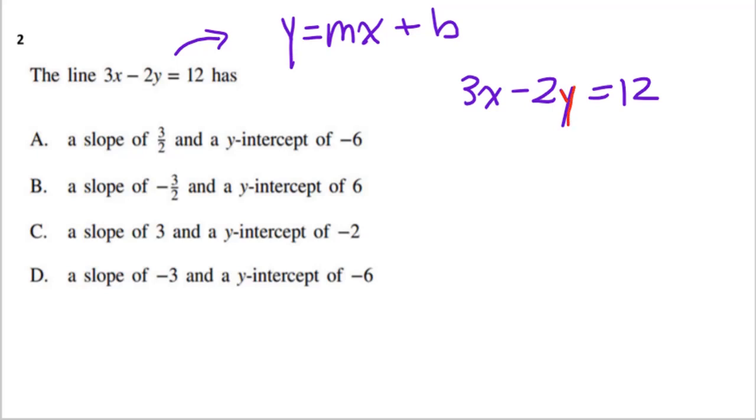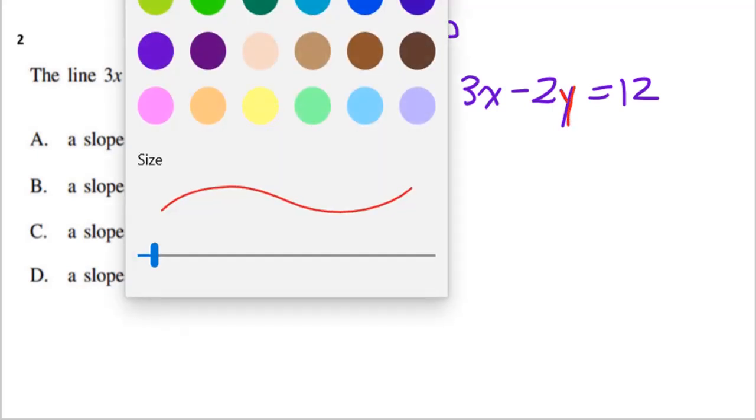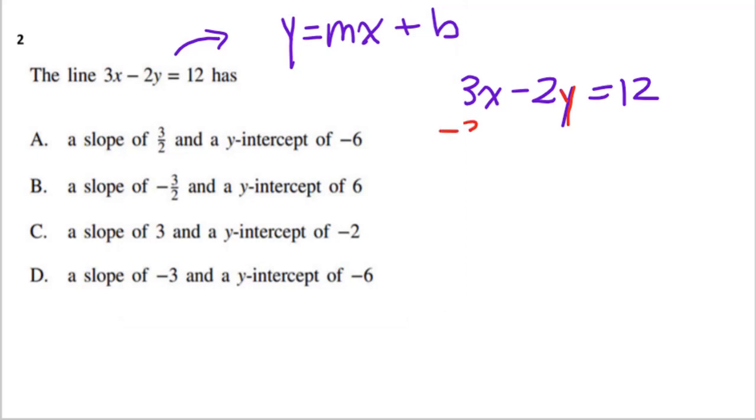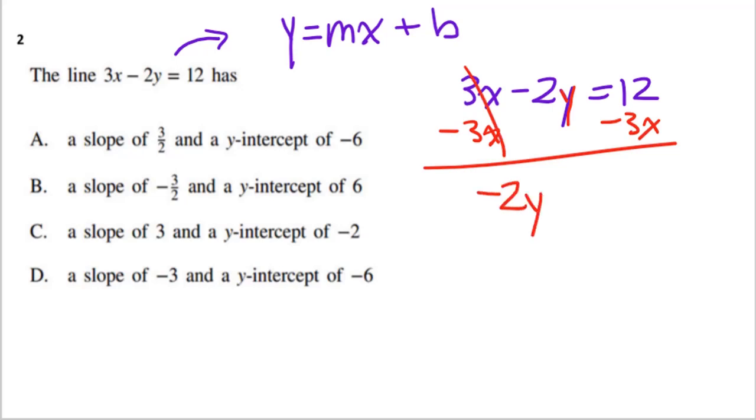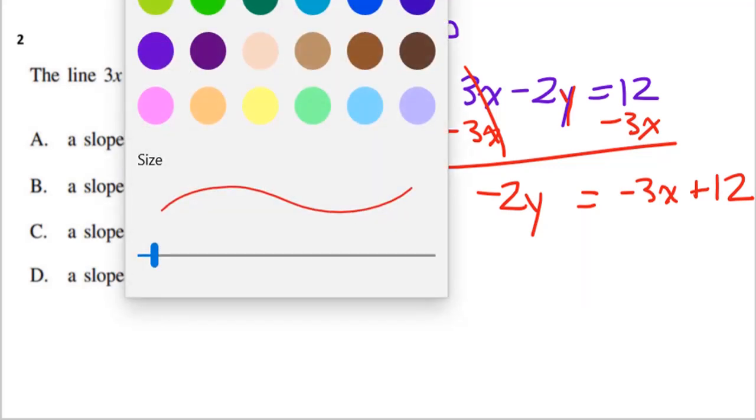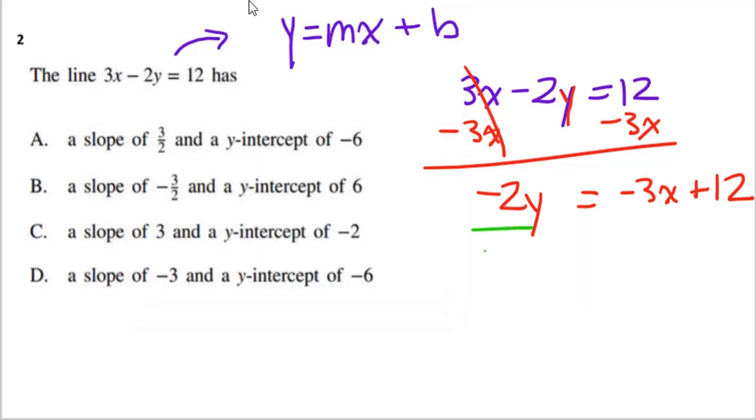So, SADMEP, working backwards. I'm going to get rid of the 3x first by subtracting. I'm left with 2y equals, let's put the -3x in the front and the 12 in the back, because that way it'll look more like mx plus b. And then my second step is to get rid of that -2.